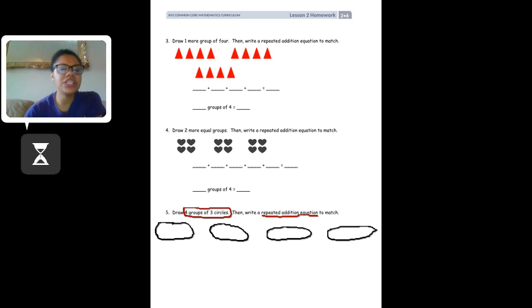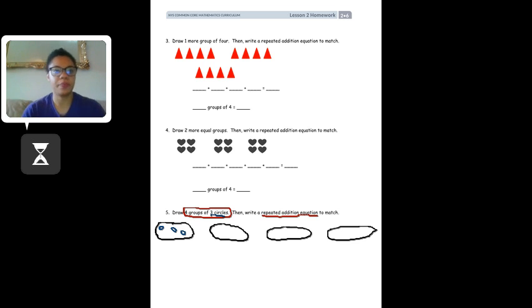Now, we don't have any circles inside of here. How many circles will I draw in each group? What does our question say? It says draw 4 groups of 3 circles. So now in each group, I'm going to draw 3 circles. So let's go to my first group. For my first group, I'm going to draw 1, 2, 3 circles. So my first group has 3 circles.